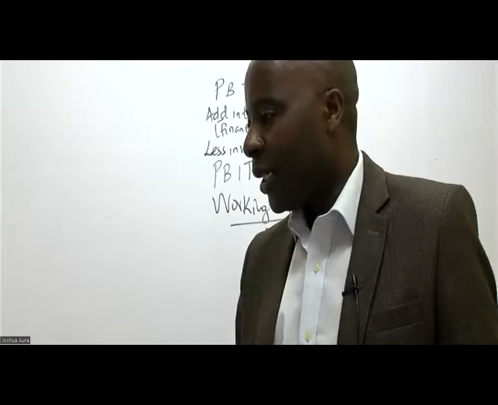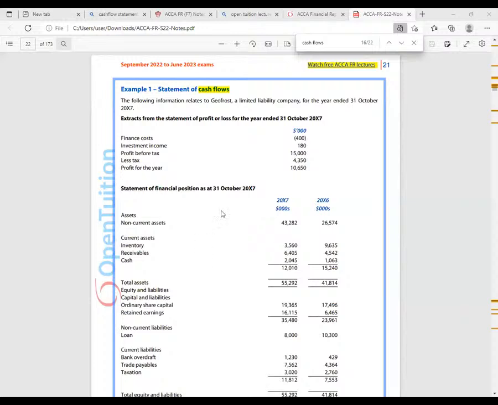All right. This is a question that I've been given. They're telling me the following information relates to Geofrost, a limited liability company, for the year ended 31st October 2017. Extracts from the statement of profit or loss for the year ended 31st October 2017 are as follows. We have here finance cost, investment income, profit before tax, then less tax, then profit for the year.